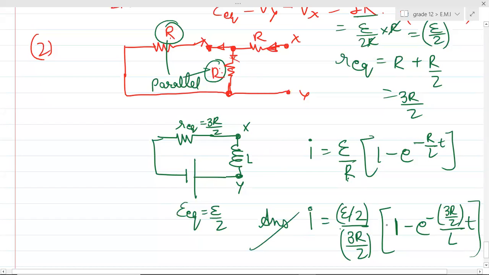These questions are very important from the JEE NEET point of view.